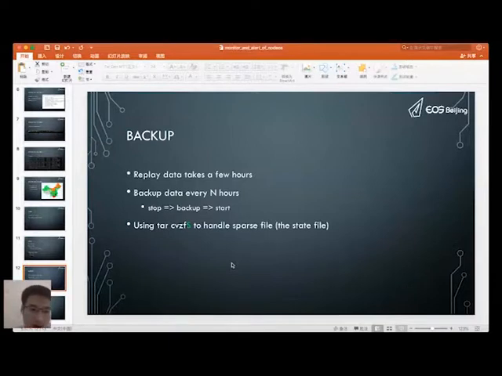And the third is more technical. I see a lot of people compress their data without the S parameter. It would be good to add the S parameter. It can handle the sparse file. If you miss this parameter, it will take a lot of disk capacity of your system.